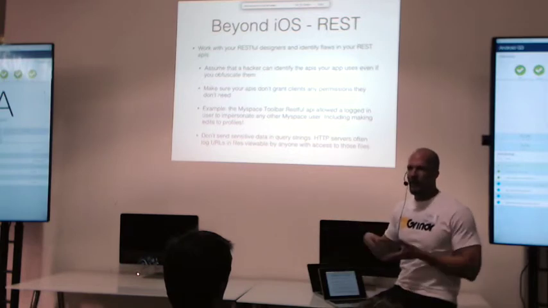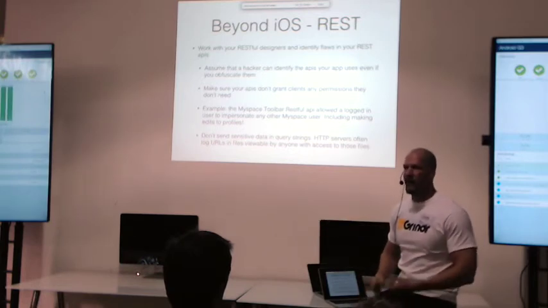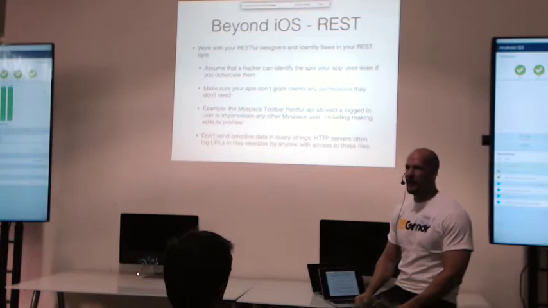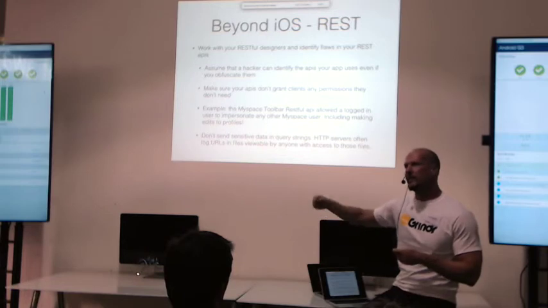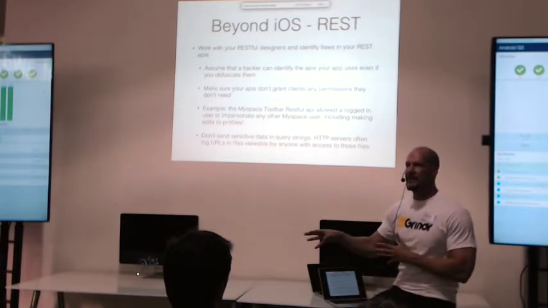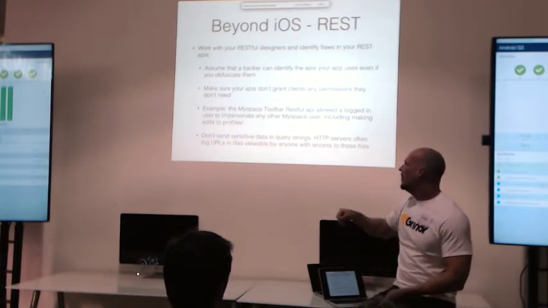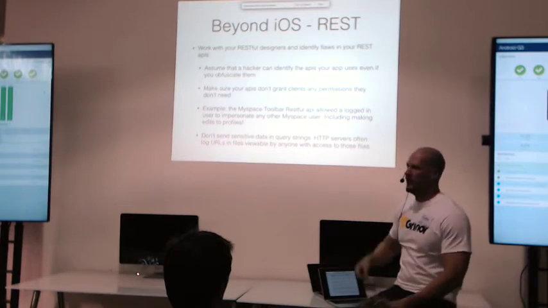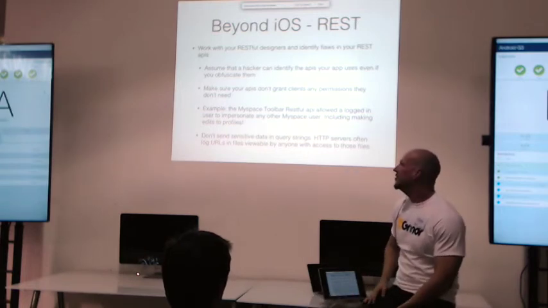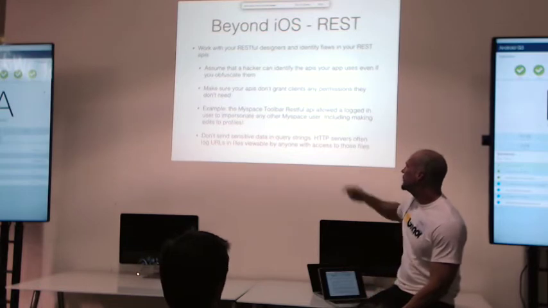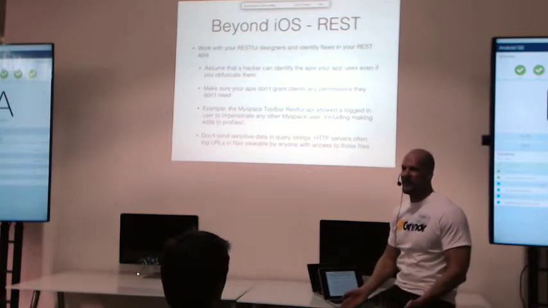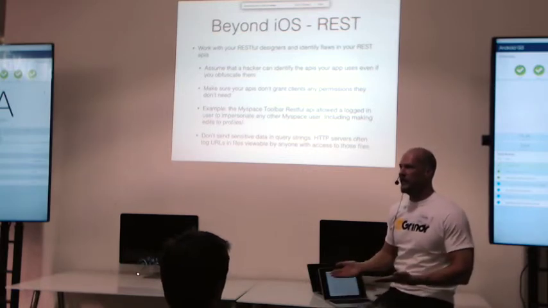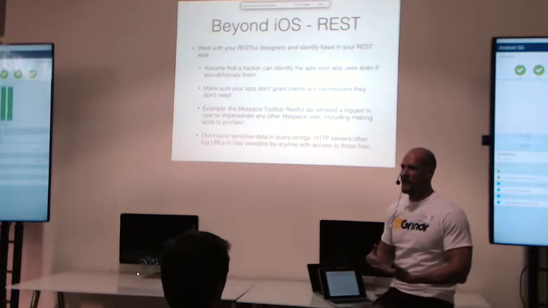Because we're all part of a team, we're all developing a product together, we all want it to be high quality. And based on my experience, I've encountered certain problems over and over again, so I bring that to the table. I'll give an example of something that's very common in my experience later in the slide. So first of all, always assume that a hacker can identify the APIs your app uses, even if you obfuscate them. You should operate under the assumption that they'll be able to figure it out.